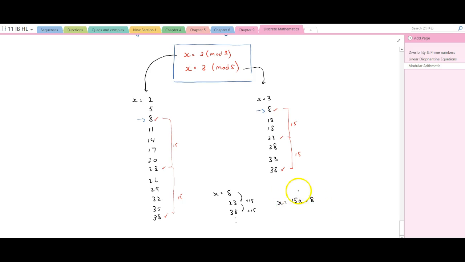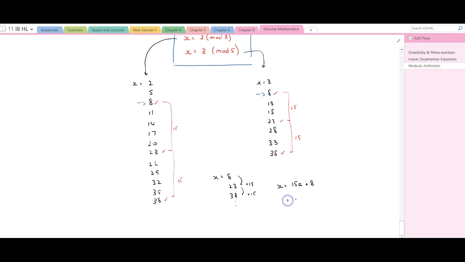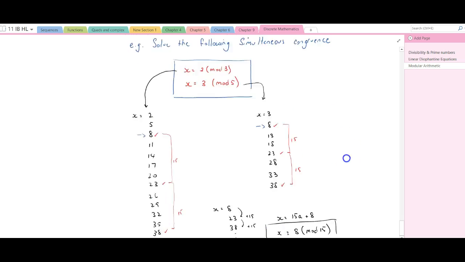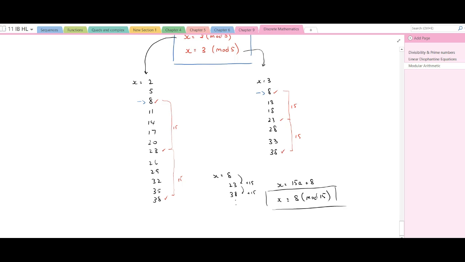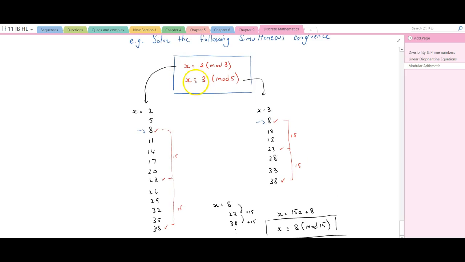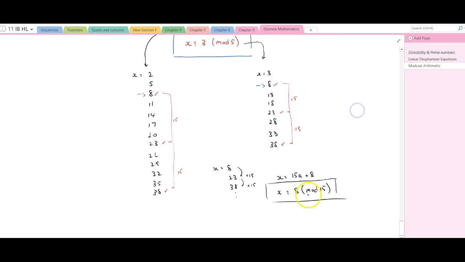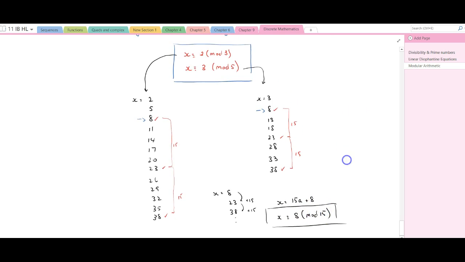Now, how do I write this in modulo form? Well, I write that as x is congruent to 8 in mod 15. So my solution to this pair of simultaneous congruent statements, they are congruent statements, so these need a third line. This is my solution here. Now, I did that manually, just by looking down and spotting a pattern. Now, the Chinese remainder theorem is going to help us out, and so are the linear Diophantine equations that we looked at in a previous unit.